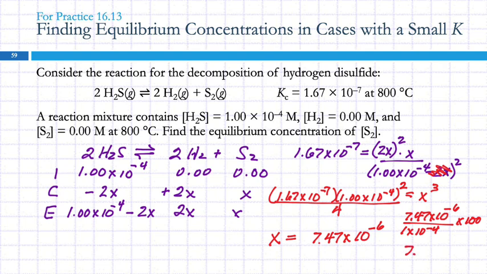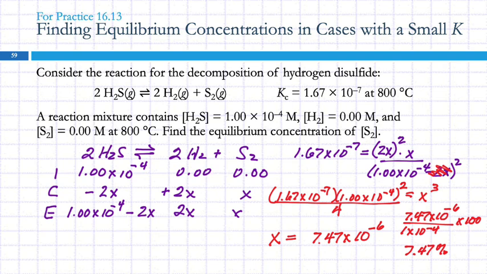So this is 7.47 times 10 to the minus 6. So in this case, can we use the X is small approximation, because it got small? No. It looks small, but when we check it, it's actually 7% of what we're subtracting it from. It's supposed to be 5% and under? Yeah.